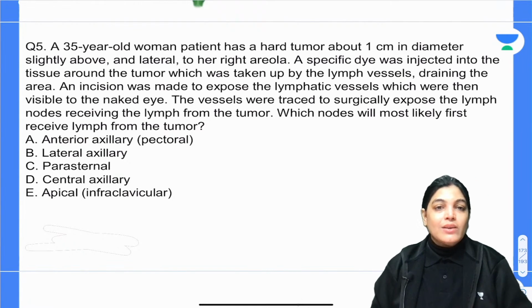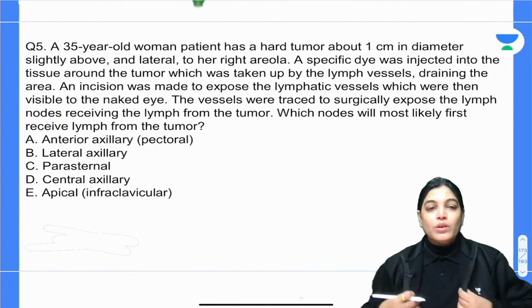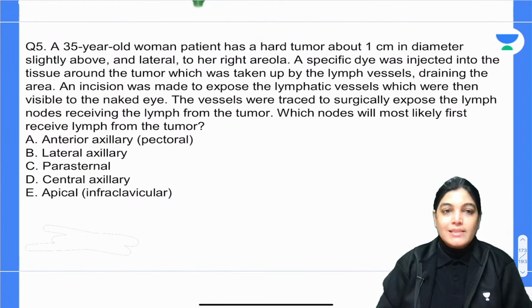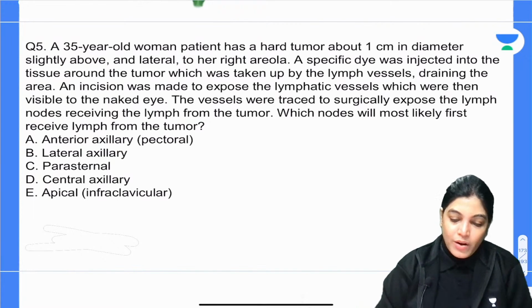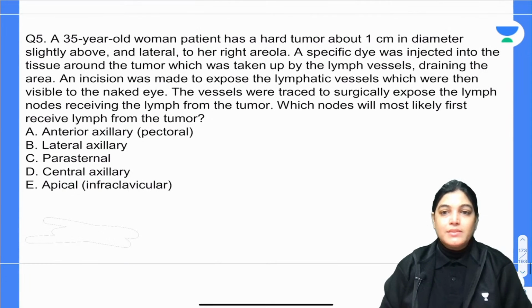Whether it is anterior axillary, which is also called the pectoral lymph node, whether it is lateral axillary, whether it is central axillary, or whether it is apical. According to you, which is the correct answer? Question number 5, please mark the correct answer.